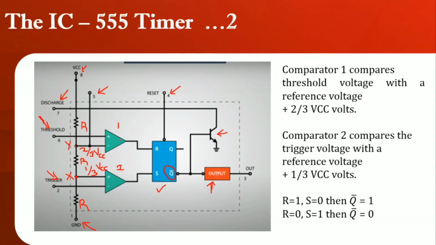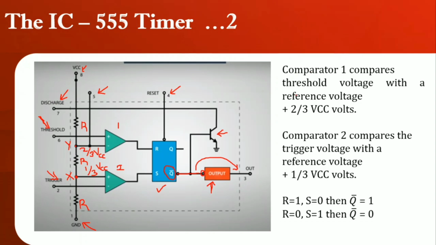So, comparator 1 compares the voltage 2/3 times of VCC with the threshold voltage, and comparator 2 compares the triggering voltage with 1/3 of VCC and gives the output. These outputs are given to the SR flip-flop. In the SR flip-flop, the output Q bar is connected to the output. If you look at this properly, you have a bubble here indicating that the output is inverted here.